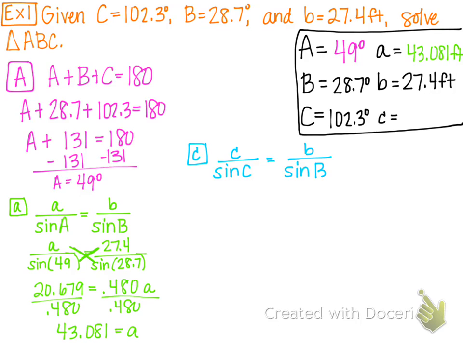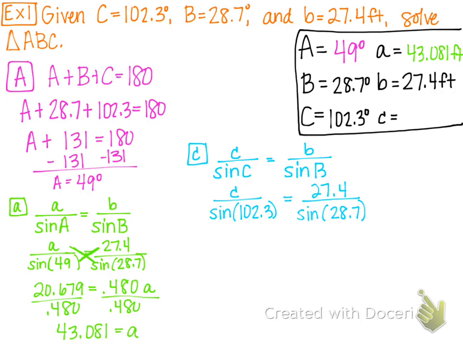So little c is what we're solving for, over sine of big C, and big C is 102.3. And that's equal to little b, which is 27.4, over sine of big B, which is 28.7.